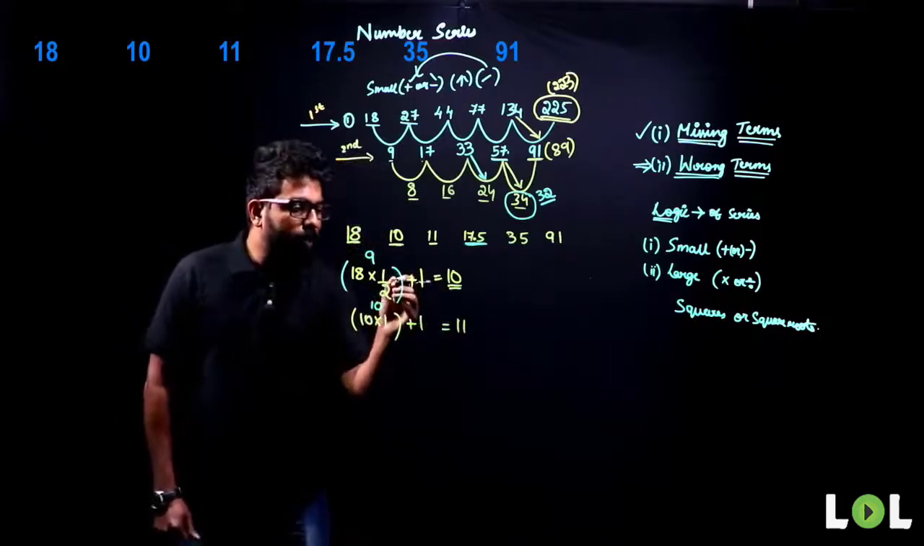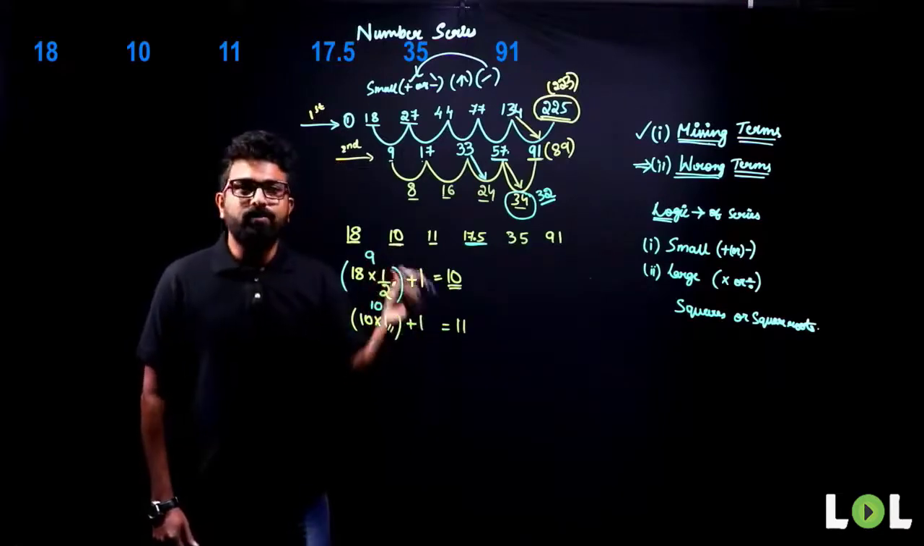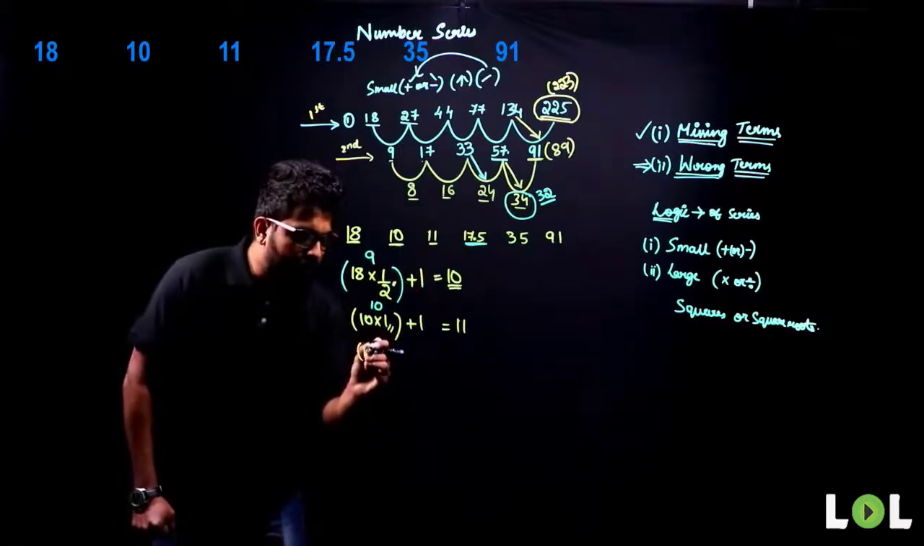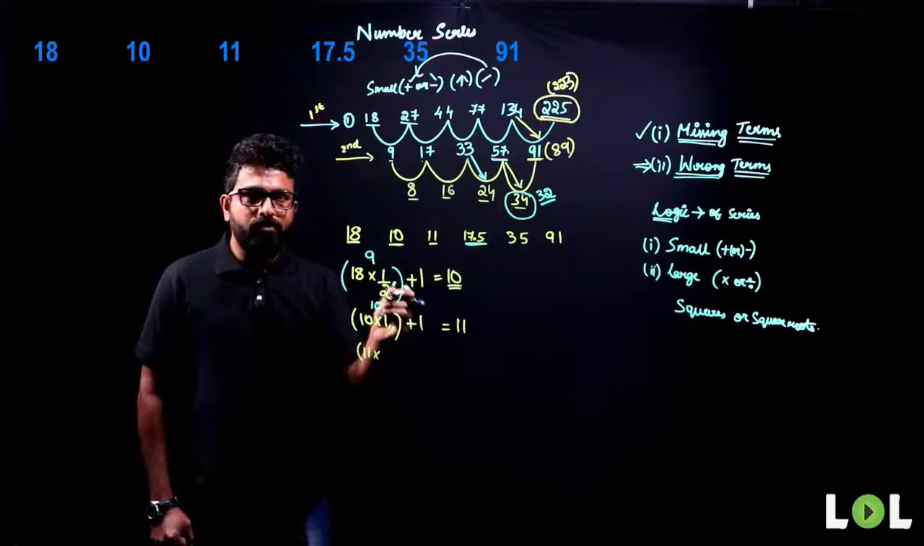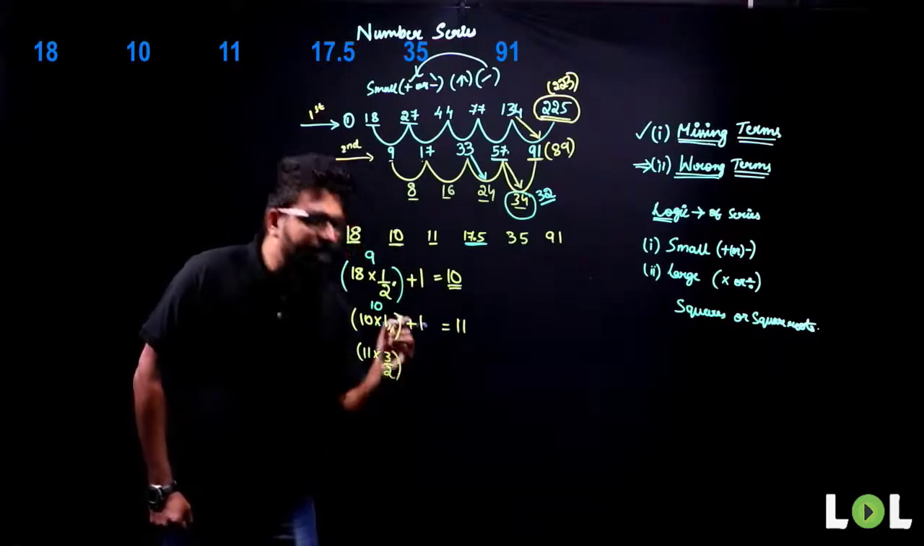So, here it was 1 by 2, I multiplied with 1 by 2, here I multiplied with 1. What do I have to multiply next? Next, I'll have to multiply with 1.5. Multiplying with 1.5 is nothing but into 3 by 2. 1.5 can be written as 3 by 2.